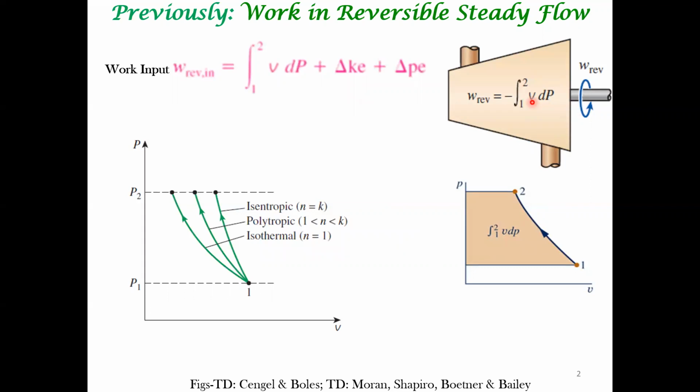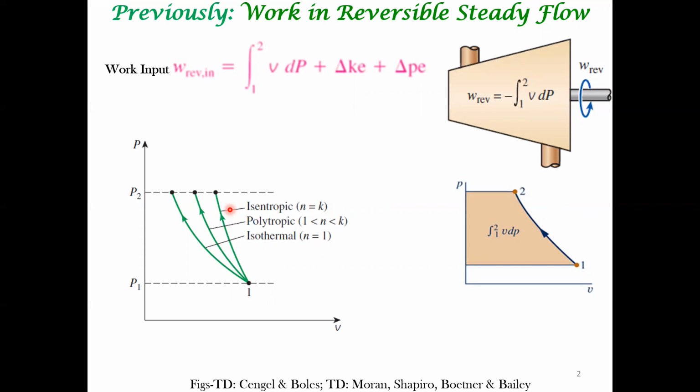Supposing you want to get maximum work out of the system, you want to keep the specific volume as high as possible. However, supposing we want to incorporate work into the system, you want to keep the specific volume as low as possible. For example, here we are looking at a compressor which increases the pressure of the fluid from P1 to P2. This will involve an increase in temperature and subsequently an increase in specific volume.